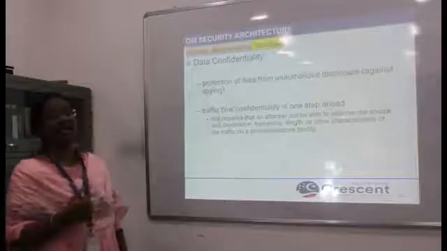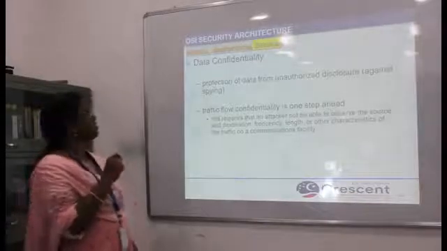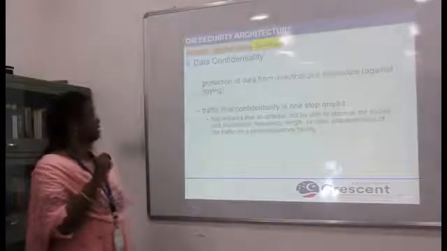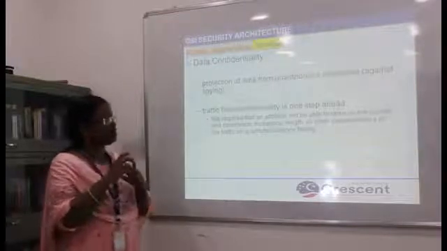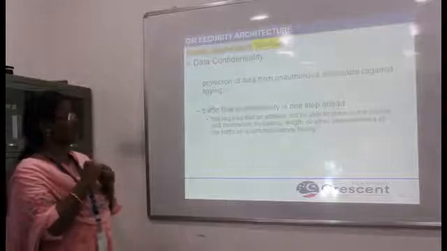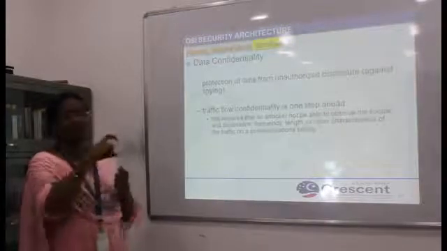Next, data confidentiality. Protection of data from unauthorized disclosure. That is again spying. That you call confidentiality. What is traffic flow confidentiality? It requires that an attacker not be able to observe the source and destination, frequency, length or other characteristics of the traffic on a communication facility.